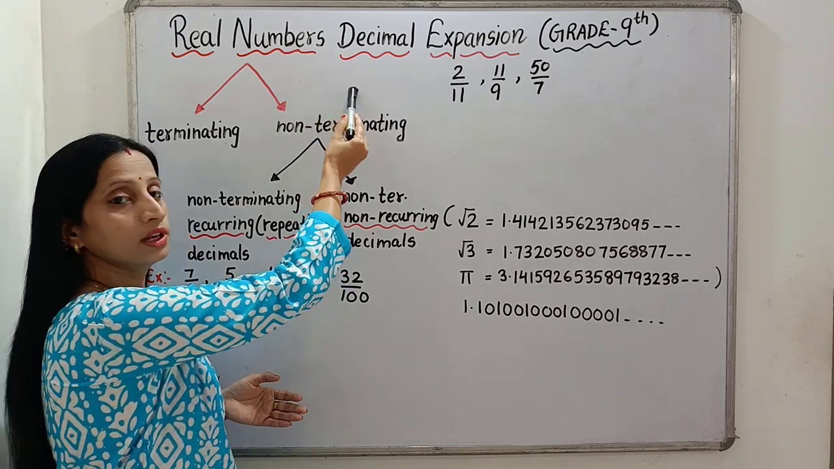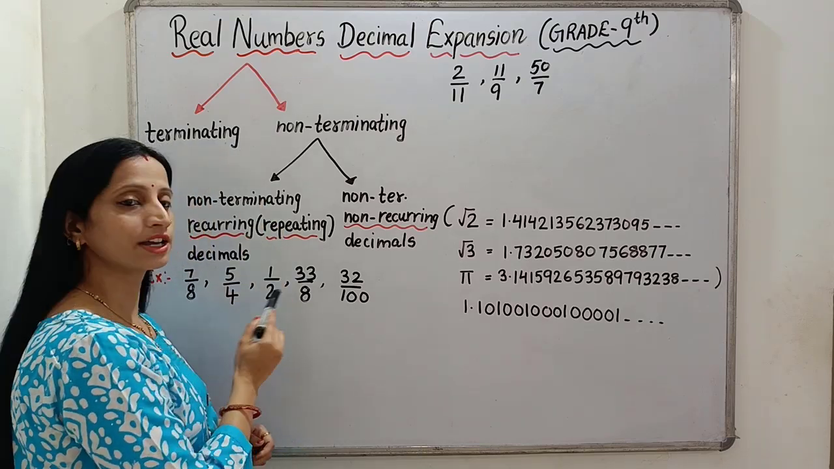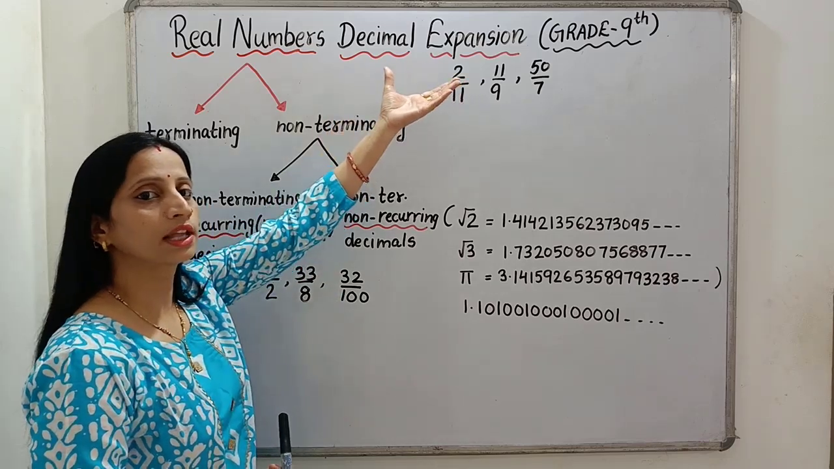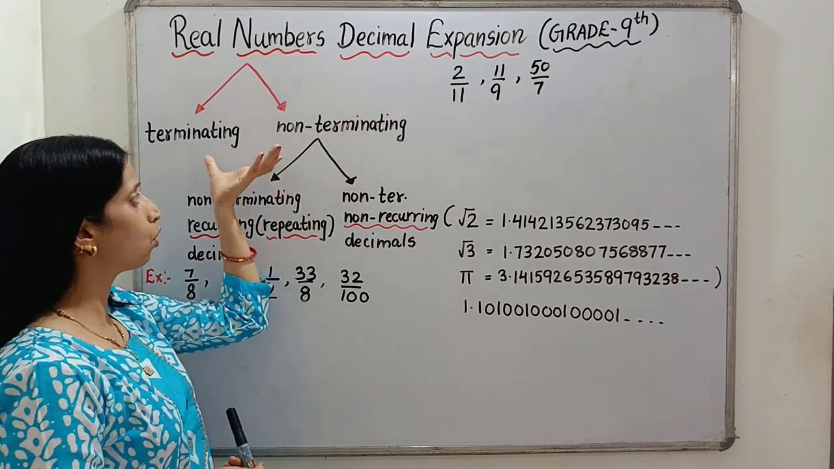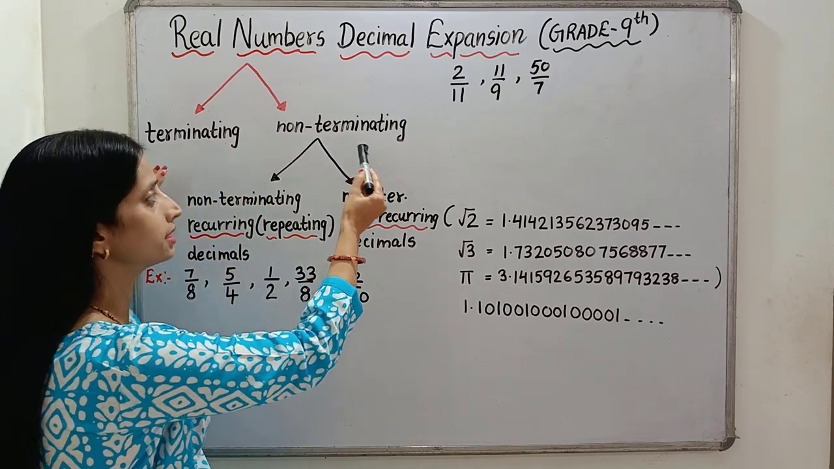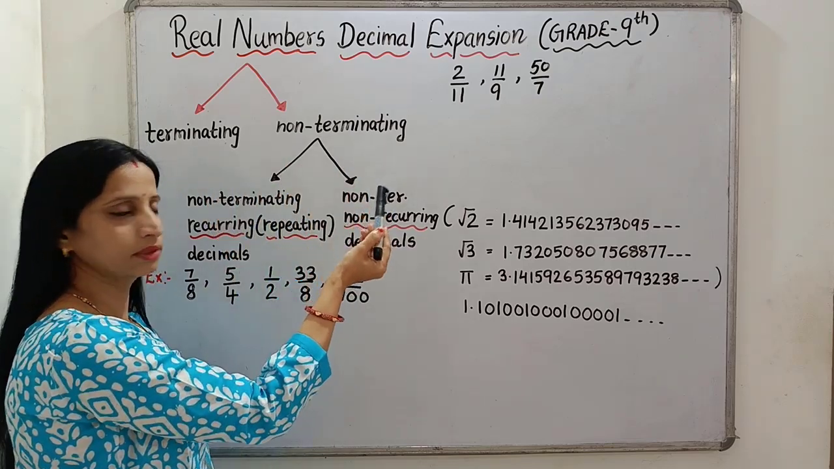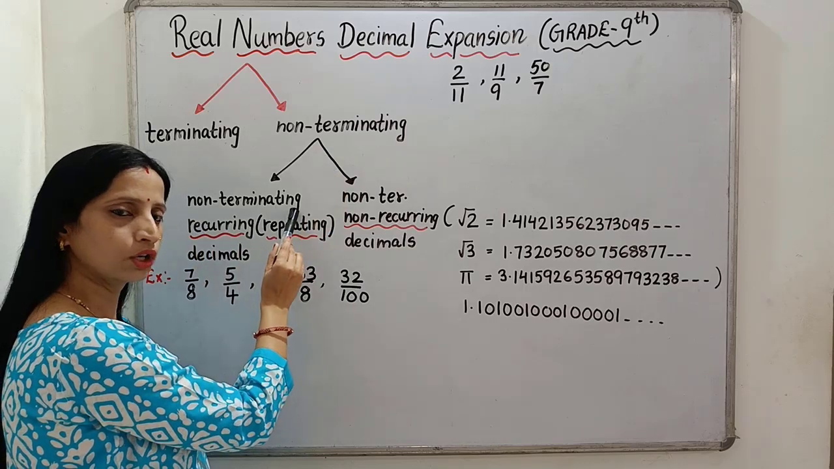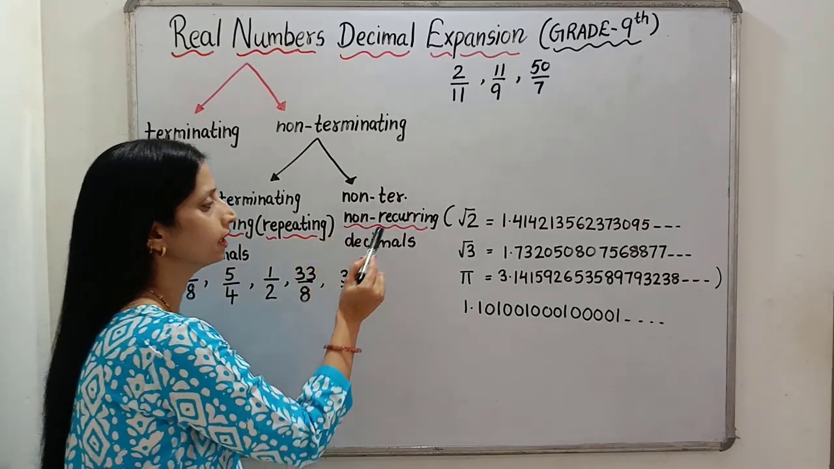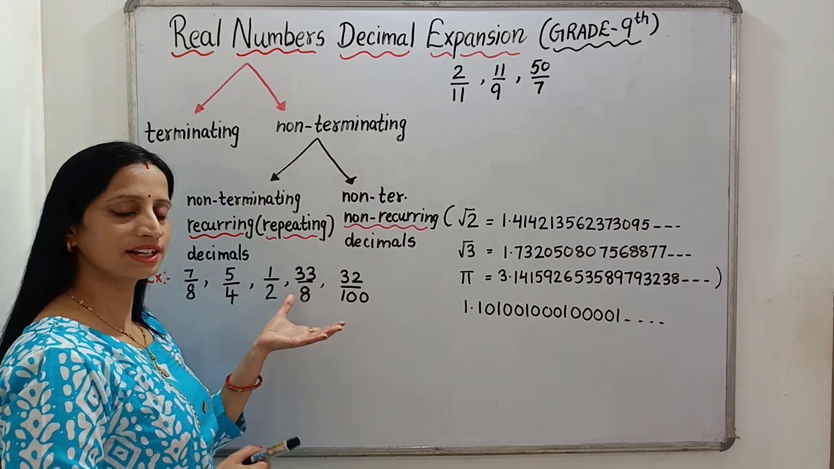Now in this video we will learn about their decimal expansion. Okay, this means when a rational number is given or when a real number is given, then how to convert them into decimal numbers and what we call those decimal expressions. Basically in this video we will learn about these terms: terminating decimal numbers and non-terminating decimal numbers. Then again non-terminating recurring or repeating decimal numbers, or non-terminating non-recurring decimals. Now let's learn about this in detail.